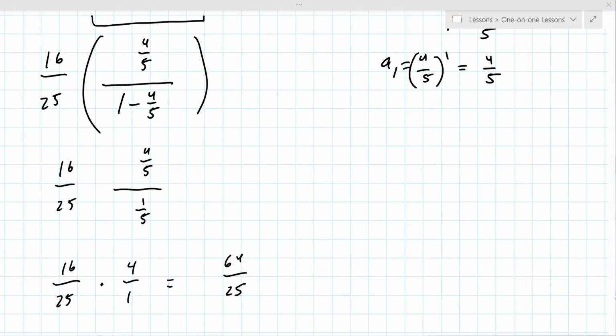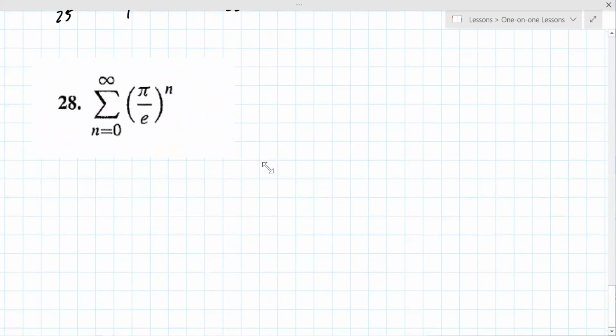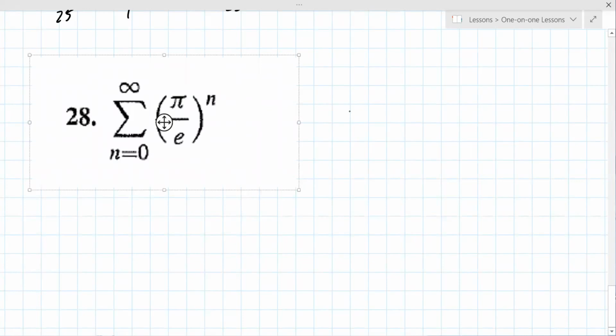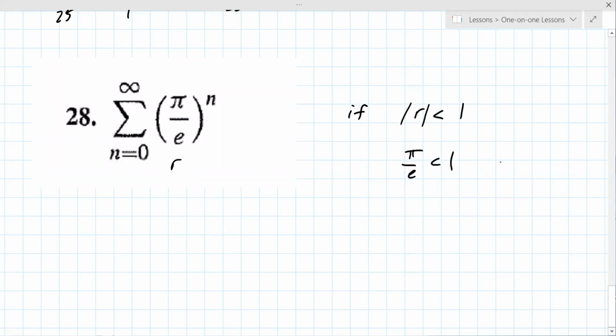All right, so let's look at some of these other ones. We'll look at 28 next. So these do not always converge. They converge, meaning they sum, if the absolute value of r is less than 1. So here, this is r. Is r less than 1 in this one? Is pi over e less than 1? No. So this one diverges, and that means there is no sum. You don't have to say that, you just say diverges, but that is the case there.